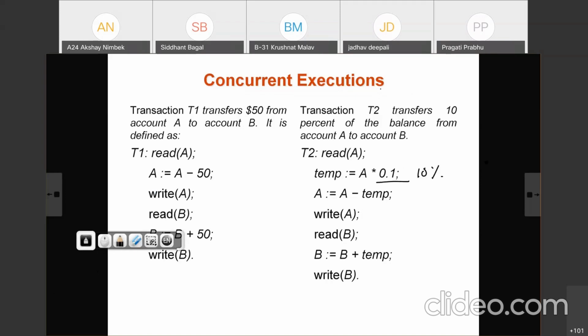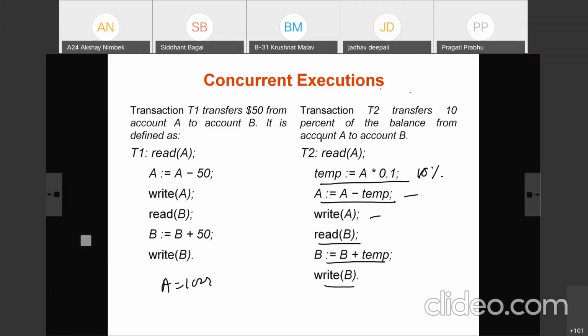So here it reads the 10% balance. So calculate the 10% balance, remove it from account A, write the value of A, read the value of B, and in this way. Now here we consider initially A is equal to 1000 and B is equal to 2000, as we have considered in the last.